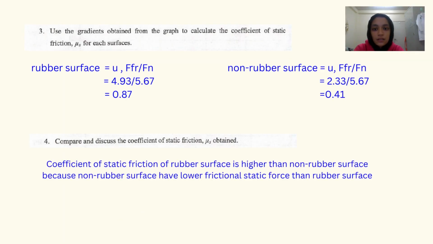Third analysis, use the gradients obtained from the graph to calculate the coefficient of static friction for each surface. For the rubber surface, the frictional force over the normal force equals 4.93 over 5.97, and we got 0.87. For the non-rubber surface, we got the frictional force over the normal force equals 2.33 over 5.67, and then the answer is 0.41.